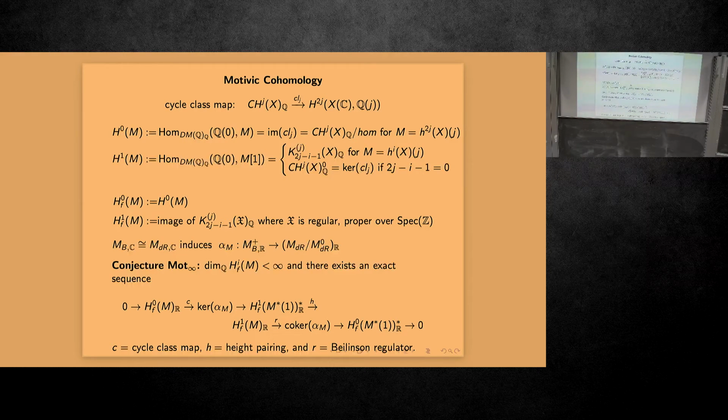Everything's rational. And in this particular case where 2j minus i minus 1 is 0, then you have a K0, but you don't take the full weight j piece of K0, which would be the full Chow group. You only take the kernel of the cycle map as a piece of H1. The other piece is in the H0.